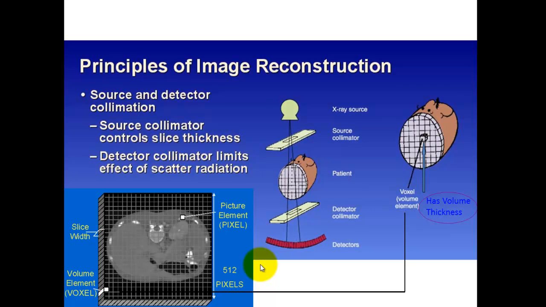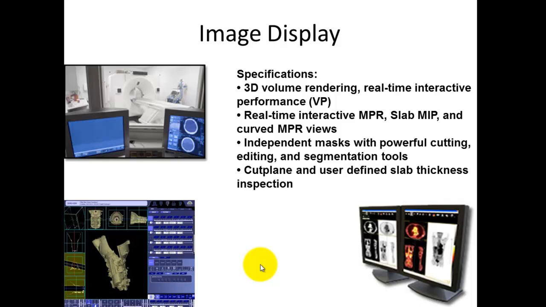Ultimately, when we put all these pixels together, we get our image. Our image then needs to be displayed. There are a lot of fancy monitors that can do this. We have a workstation monitor in the CAT scan suite. And of course, once the image is processed, there is no need to print it out, as there once may have been. We have PACS, which is our picture archiving and communication system.